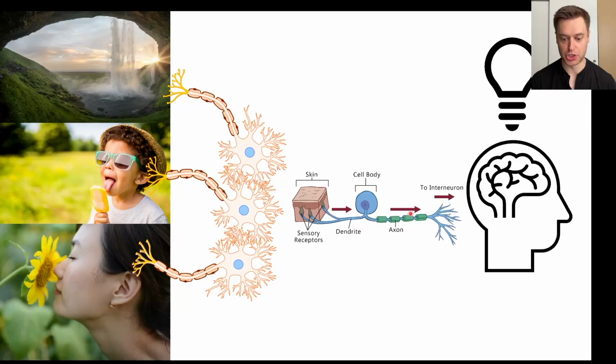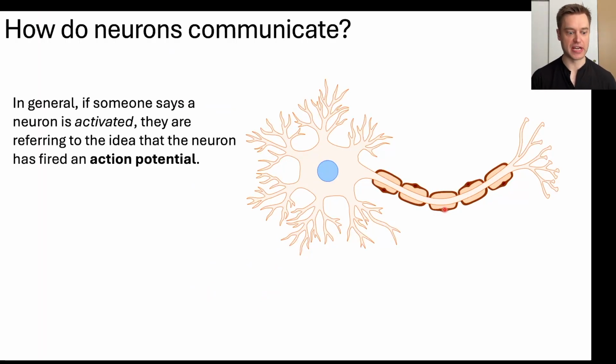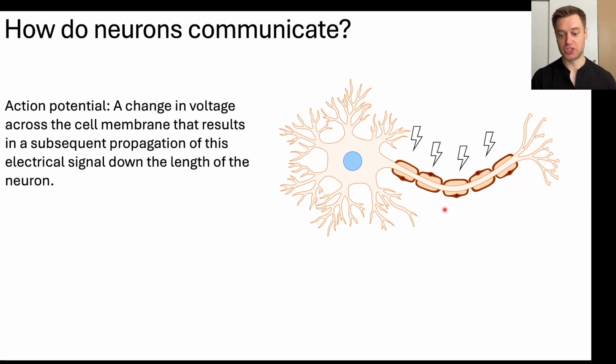I mean, these little arrows are showing the flow of information, but what is the flow of information, and how do neurons communicate? In general, if someone says a neuron is activated, they are referring to the idea that the neuron has fired an action potential. Okay, an action potential is the flow. Let's just give you your actual definition before I start to elaborate. An action potential is a change in voltage across the cell membrane that results in a subsequent propagation of this electrical signal down the length of the neuron.